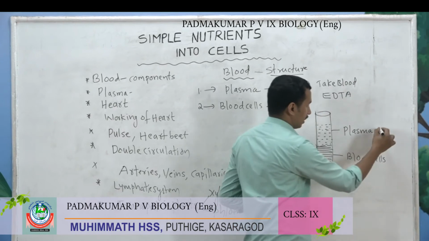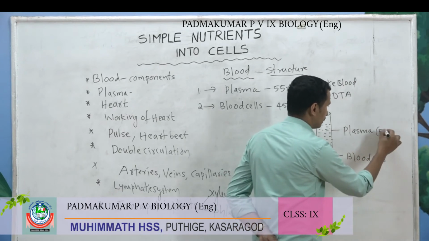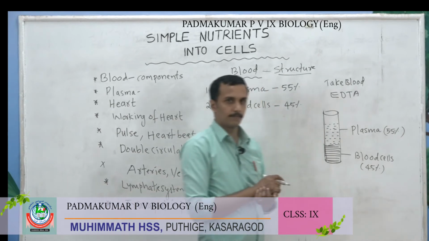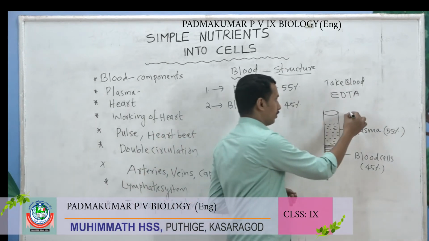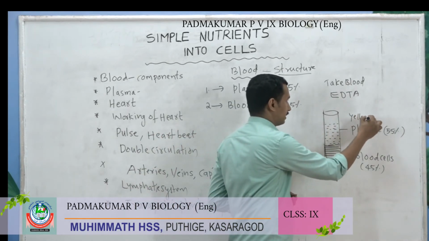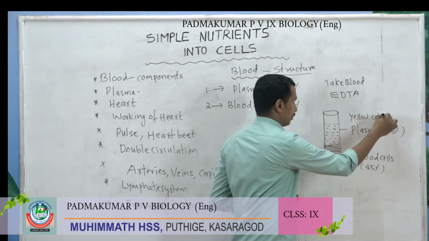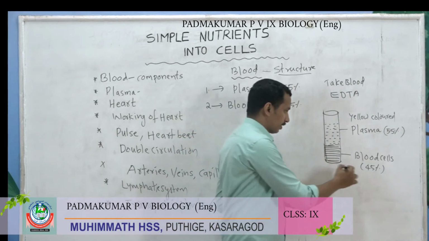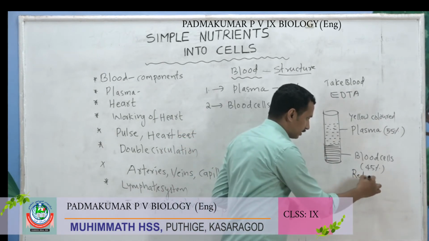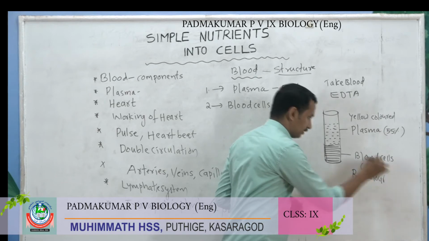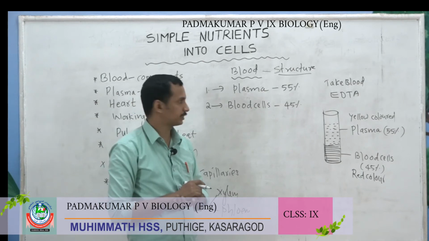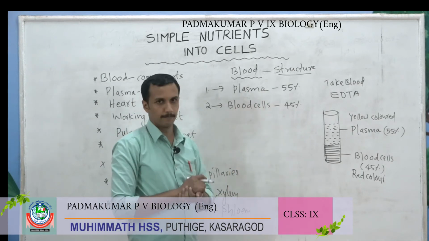Okay. I am writing here plasma, that is around 55%, and blood cells, that is around 45%. Plasma is light yellow colored. Blood cells, you may know, are usually dark red in color. So it is an experiment just to separate plasma from blood cells.